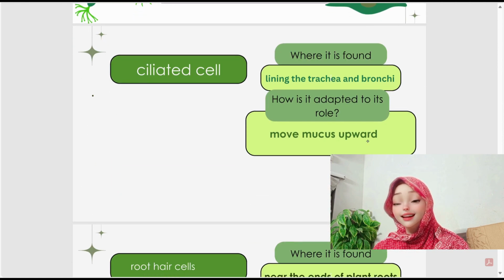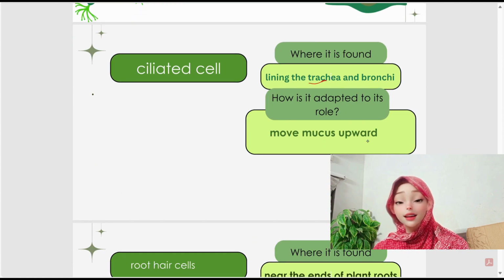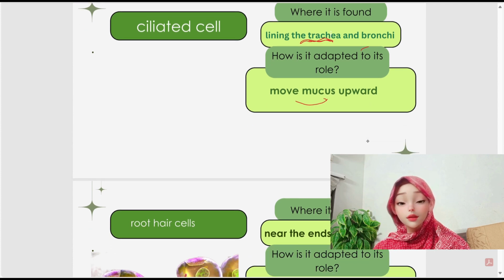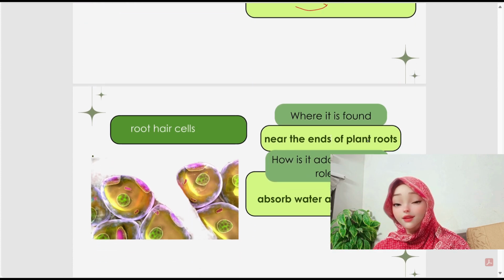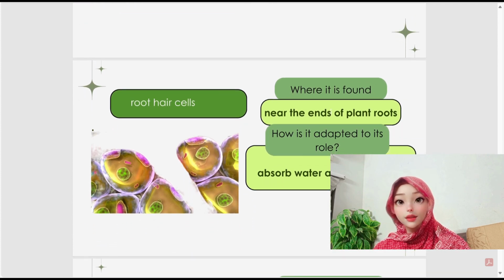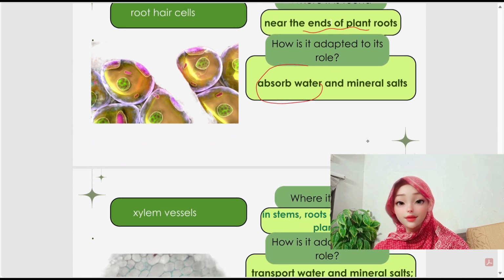For instance, the ciliated cell is found in the lining of the trachea and the bronchi, and it is adapted to move the mucus upward. Similarly, here are the root hair cells, found near the end of the plant root, and they are adapted to absorb water and mineral salts.